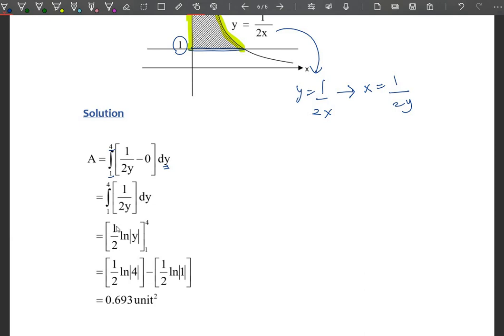Integrating 1 over 2y gives 1 over 2 ln y, from 1 to 4. Substitute the value of 4 minus the substitution of y equal to 1, and hence we have this area. That's it for this example, for this topic.